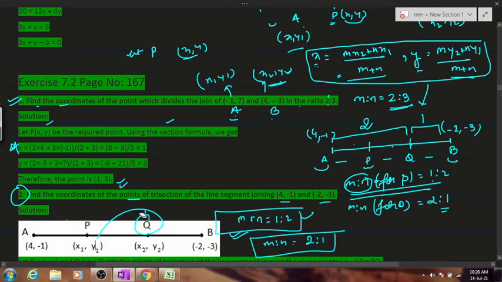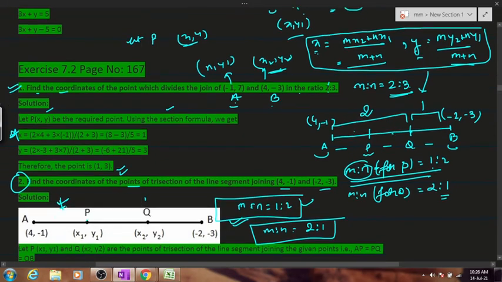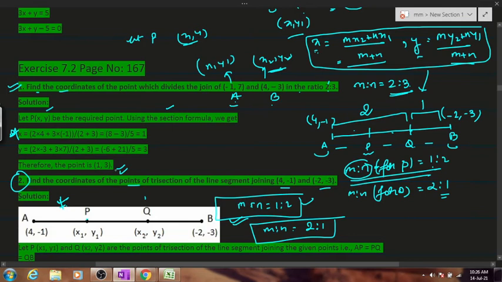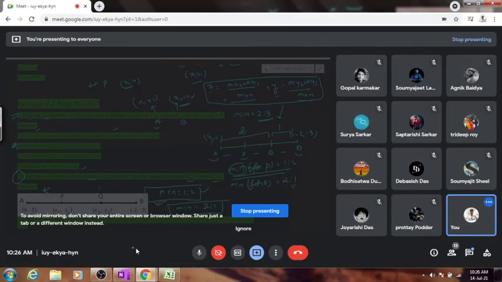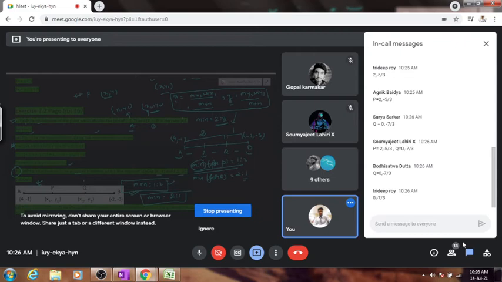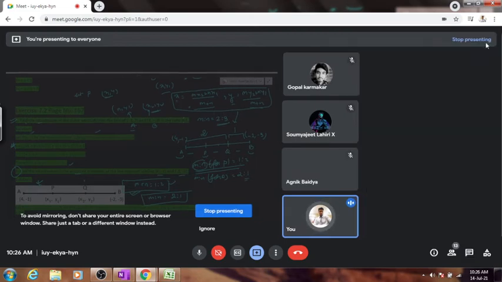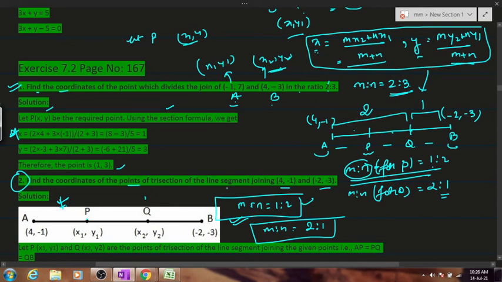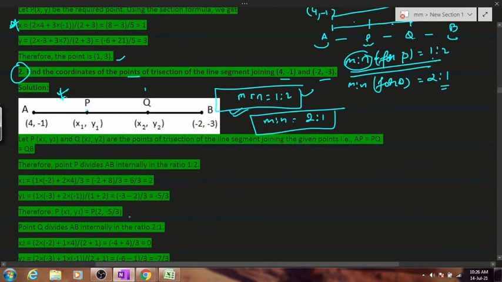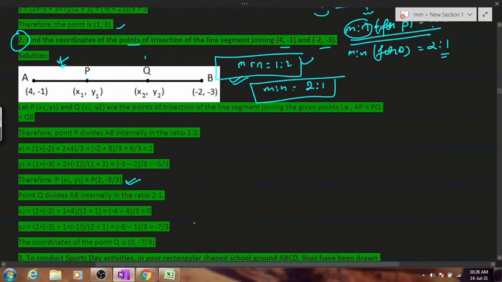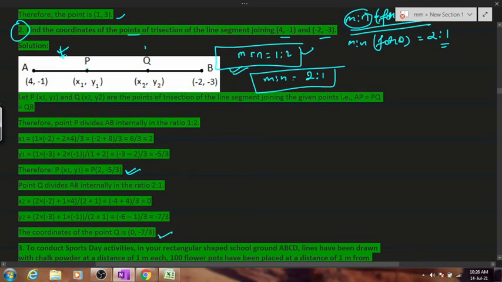Again, consider M is to N as 2 is to 1. Make sure the figures are drawn. Drawing the figures will always fetch you good concept clearance. Okay. 0 comma minus 7 by 3, very good. I have got two students who have exactly told the values for P and Q. Your P is 2 comma minus 5 by 3 and point Q is 0 comma minus 7 by 3.